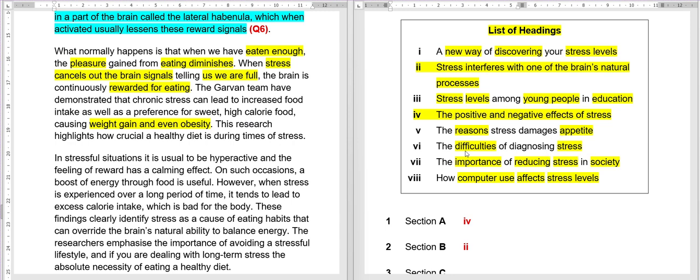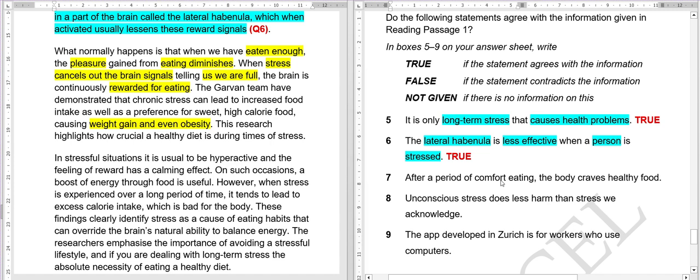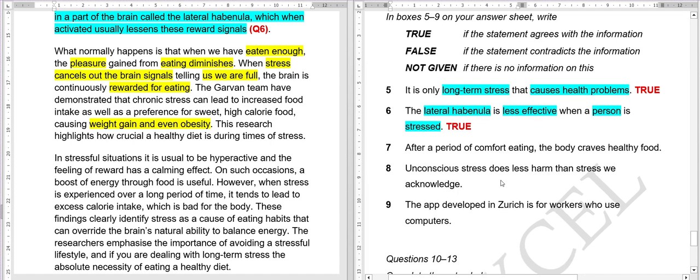Diagnosing stress difficulties, no talk about that. Importance of reducing stress in society, there is no mention of reducing stress in society, and there is no mention of computer use, so our option 2 will stand. Okay, now let's read true false and see if other options questions can be here or not. After a period of comfort eating, the body craves healthy food. Okay, is there any mention of after a period of comfort eating we crave healthy food or something like that?